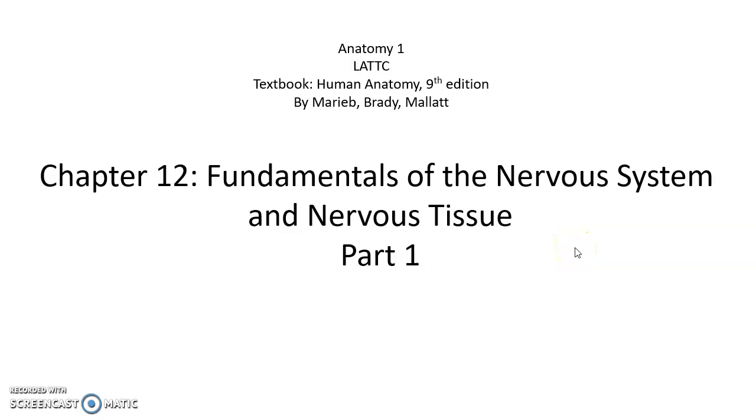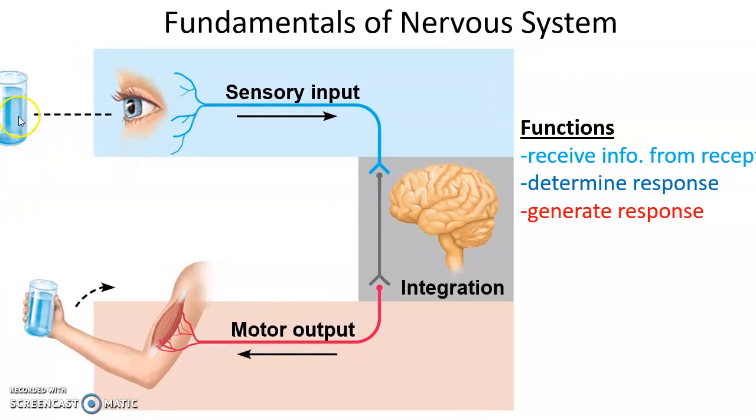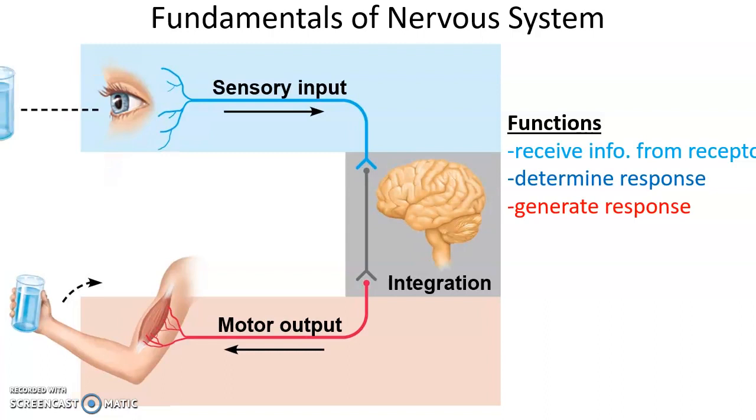All right, this is Chapter 12, Fundamentals of Nervous System and Nervous Tissue. Start with the functional breakdown of the nervous system into three main components. You have the sensory component, where information is being brought from receptors, such as the eye seeing a glass of water, and then that visual information will travel via the sensory neurons to the central nervous system. So receiving information from receptors, that is the first functional breakdown.